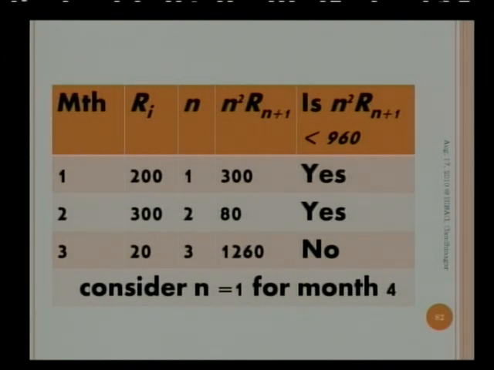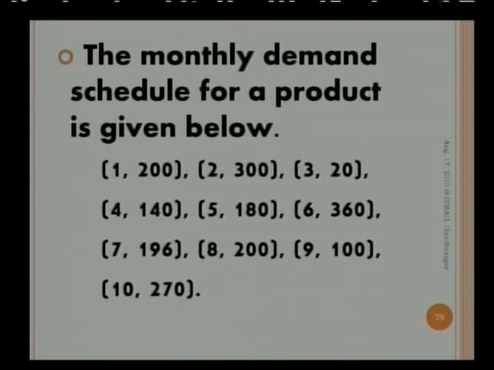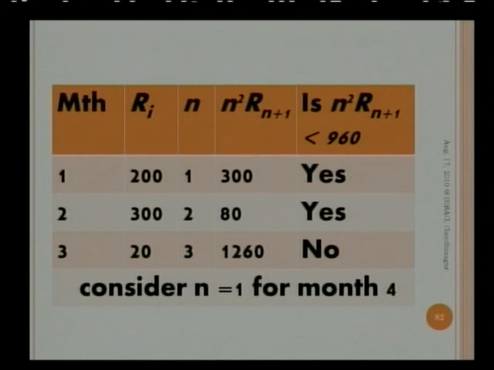Now for the third one, what we need is the fourth month demand, which was 140. So when you take 140 into 9, it gives you 1260. That condition n square Rn plus 1. And obviously 1260 is greater than 960. So I will have to change the group here. Also one thing more that will come as a fourth slide.